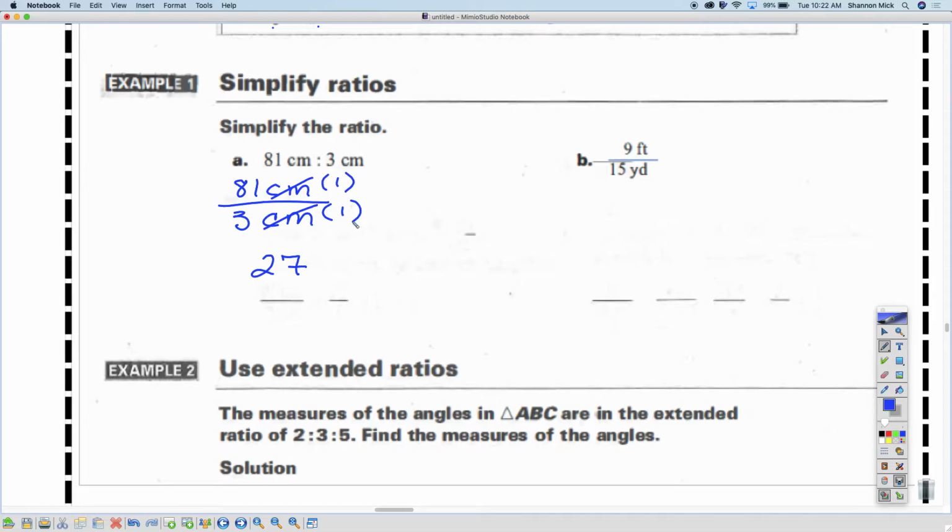1. Okay. If I divide 3 by 3, what do I get? 1. If I divide 81 by 3, what do I get? 27. So what you are doing is 27 times 1, which is 27. And 1 times 1, which is what? 1. When you say cancel, it means it goes to 0.